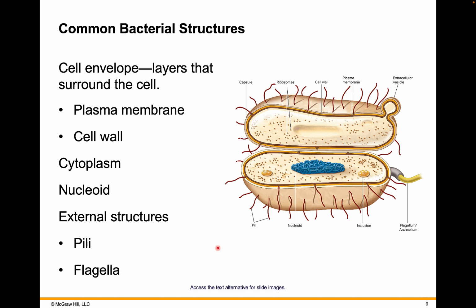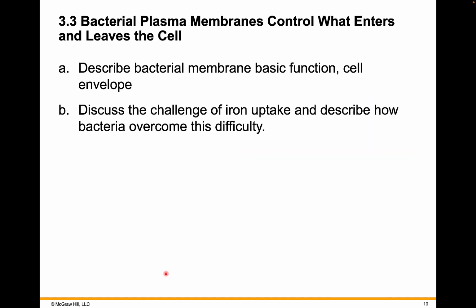So after that, we are looking at this common bacterial structure. We are going to talk about the cell envelope, plasma membrane, cell wall, and then we are going to talk about the cytoplasm, nucleoid, and then we're going to see external structures, pili and flagella, and how they help in different processes. So we will start one at a time.